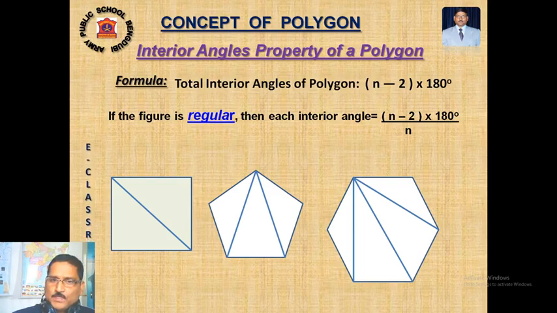Have you understood this part? Interior angle: so interior angle is increased when the number of sides is increased. And each angle, interior or exterior, you can find out if the shape is regular.